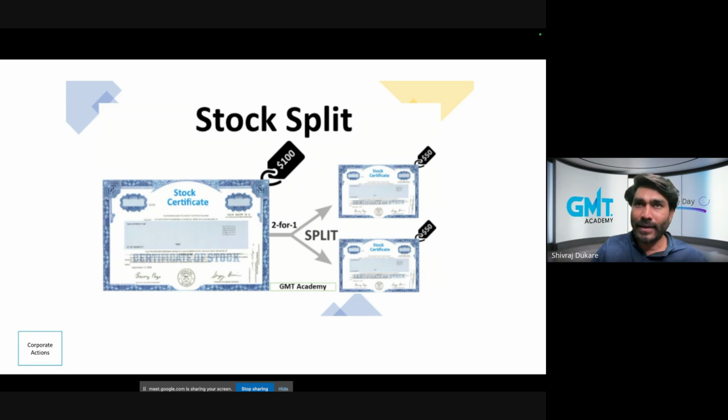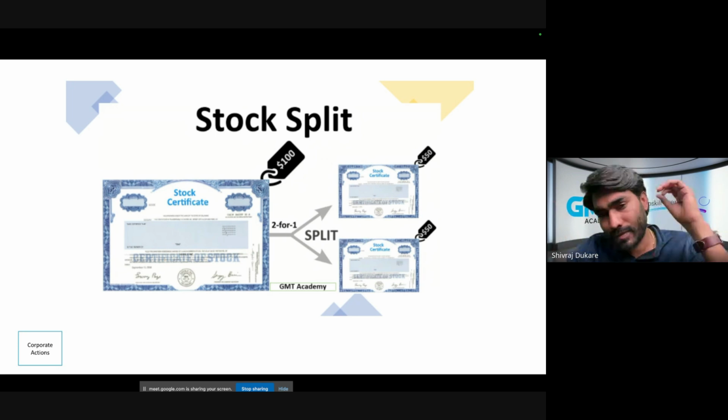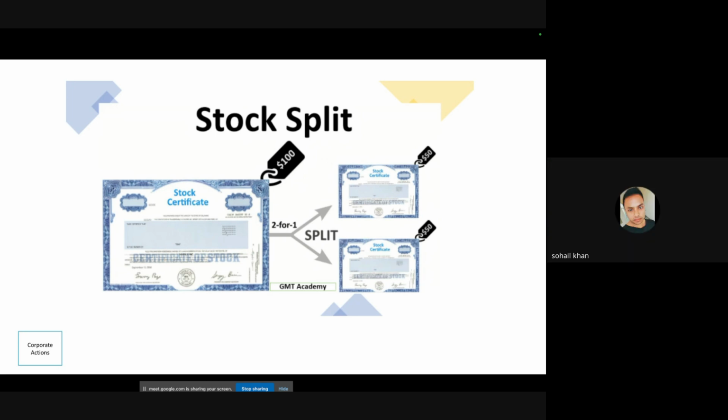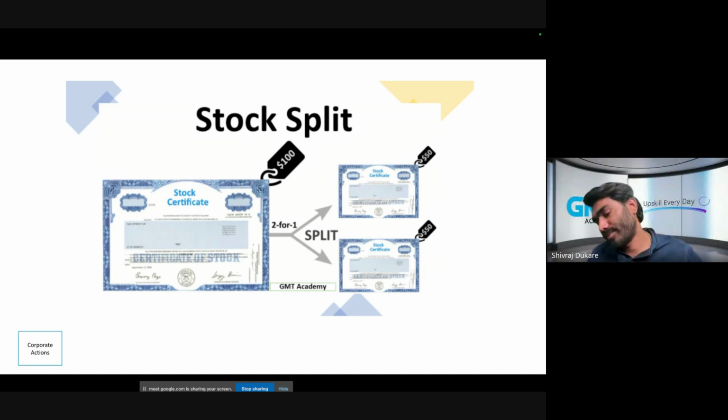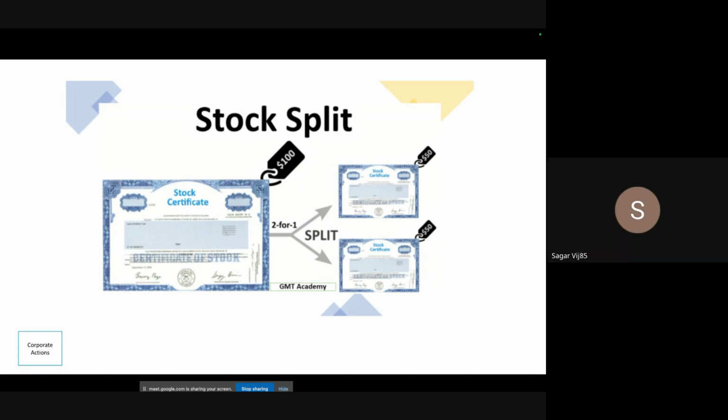The point here is very simple. Due to any corporate action, if you see any positive or negative change in your investments' value, it means your NAV per share will also be impacted. Yes, but Shivraj, the total fund value will remain the same, right? In the case of a stock split. Yeah, why would it change? So my answer was right.